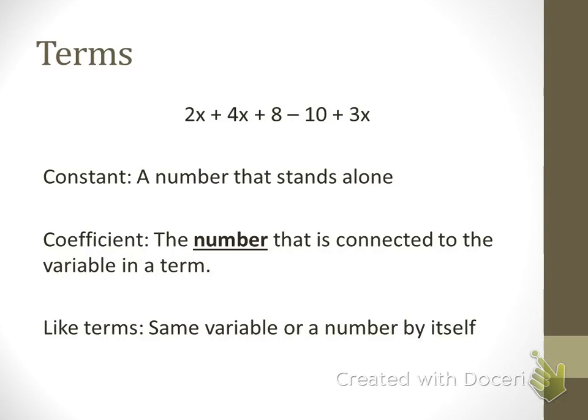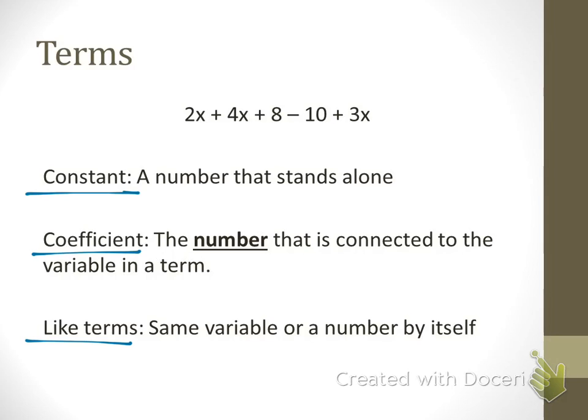So I want you to write down this expression right here. Okay, write the expression, and then skip a line. Then write the constant and the definition, and then skip a line underneath that. Write the definition for coefficient, and then skip a line, and then like terms. I want you skipping lines because we're actually going to fill in what the constants, coefficients, and like terms are for this expression. All right, so go ahead and take a minute to do that.